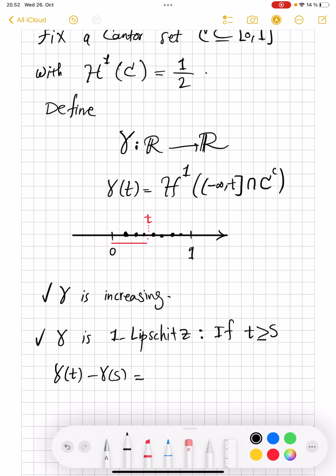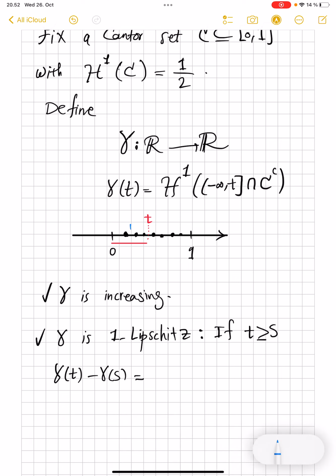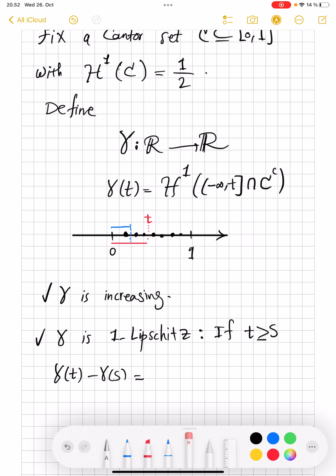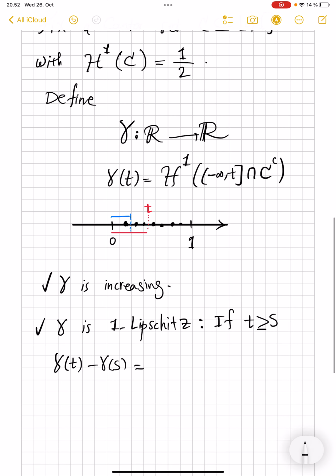So this will be, t is there, and s is here. So how much more measure do you pick up here? So that's the difference, gamma t minus gamma s. Again, by measurability, it's not trivial, but by measurability, that's why you can cut out easily and have additivity and stuff like that. But this is nothing other than the H1 measure of a complement of C intersected.